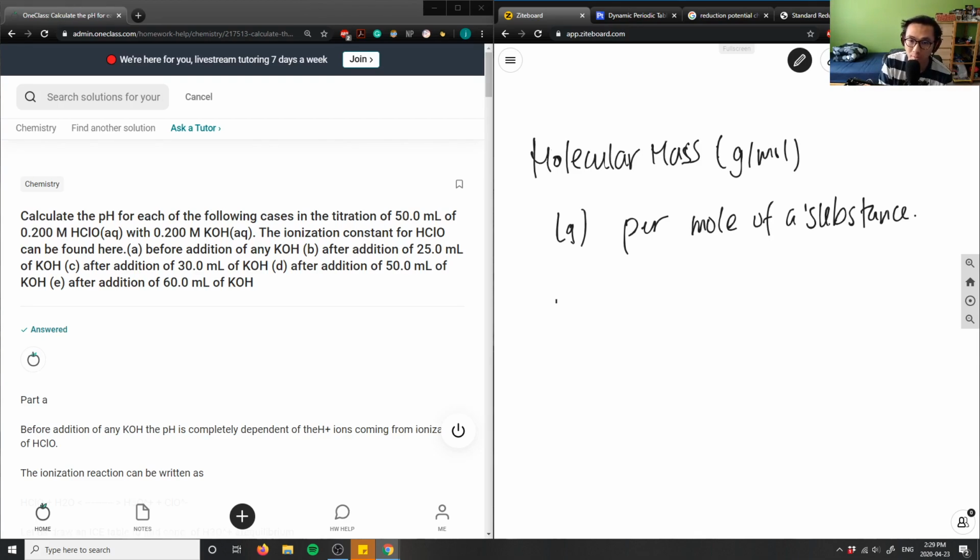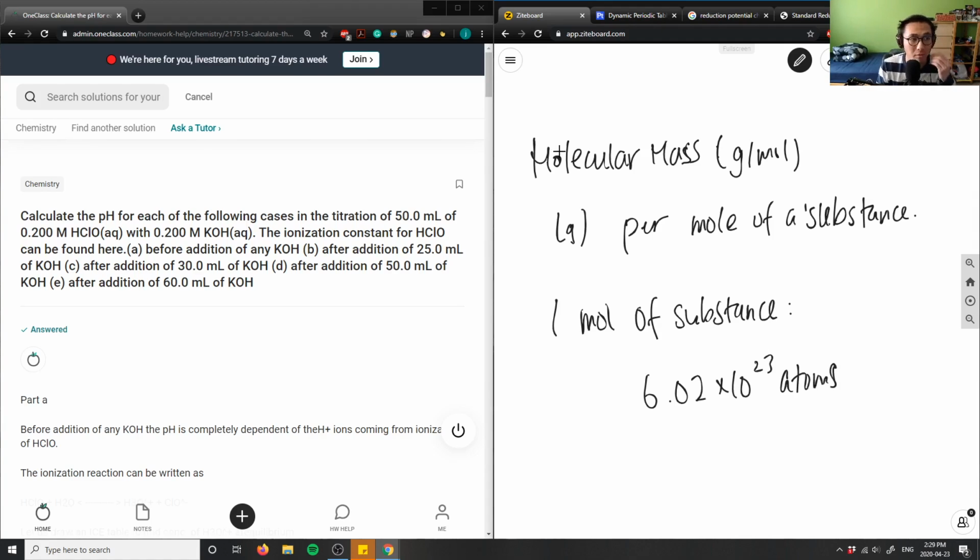So if you have 1 mole of a substance, we know this because of Avogadro's number. It equals the Avogadro's number of atoms in that 1 mole of substance. So it's 6.02 times 10 to the power of 23 atoms per mole. If I have 1 mole of carbon, I'm going to have 6.02 times 10 to the 23 atoms of carbon in that 1 mole. So if I say grams per mole, it's saying how much that 1 mole of substance weighs.